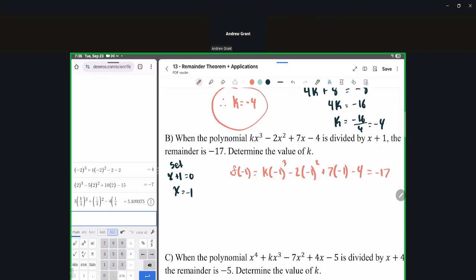Okay, negative 1 to the power of 3 is going to be negative 1 with a k, so this will be negative k. Okay, so here we've got negative 1 to the power of 2, which is 1. 1 times negative 2 is negative 2. 7 times negative 1 is negative 7. Then we minus off the 4, which will give us negative 17. So negative 2 minus 7 is negative 9. Negative 9 minus 4 is negative 13.